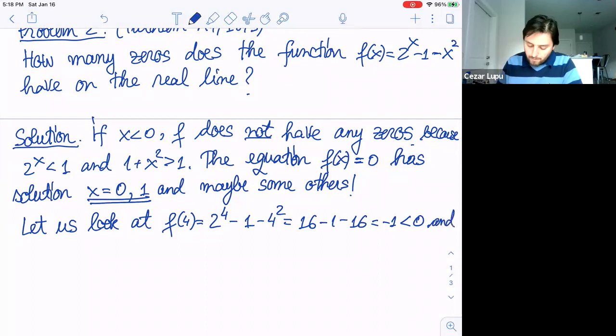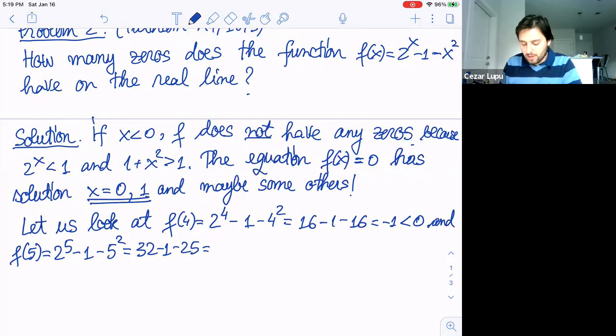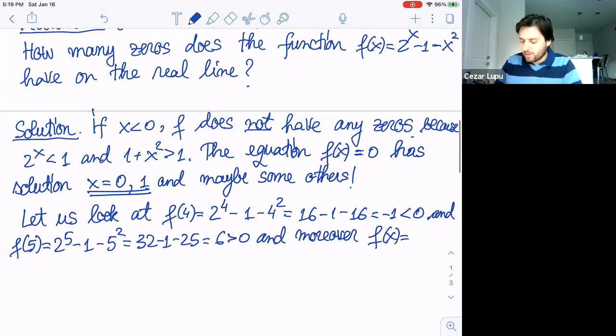And f of 5, so if we look at this guy, f of 5 is what? It's 2 to the 5th minus 1 minus 5 squared over 2. So this is 32 minus 1 minus 12.5. Definitely this will be positive. So this is 6, which is positive. And moreover, f of x, let's write it explicitly. Okay, in fact, we know. Anyway, let's write it again.